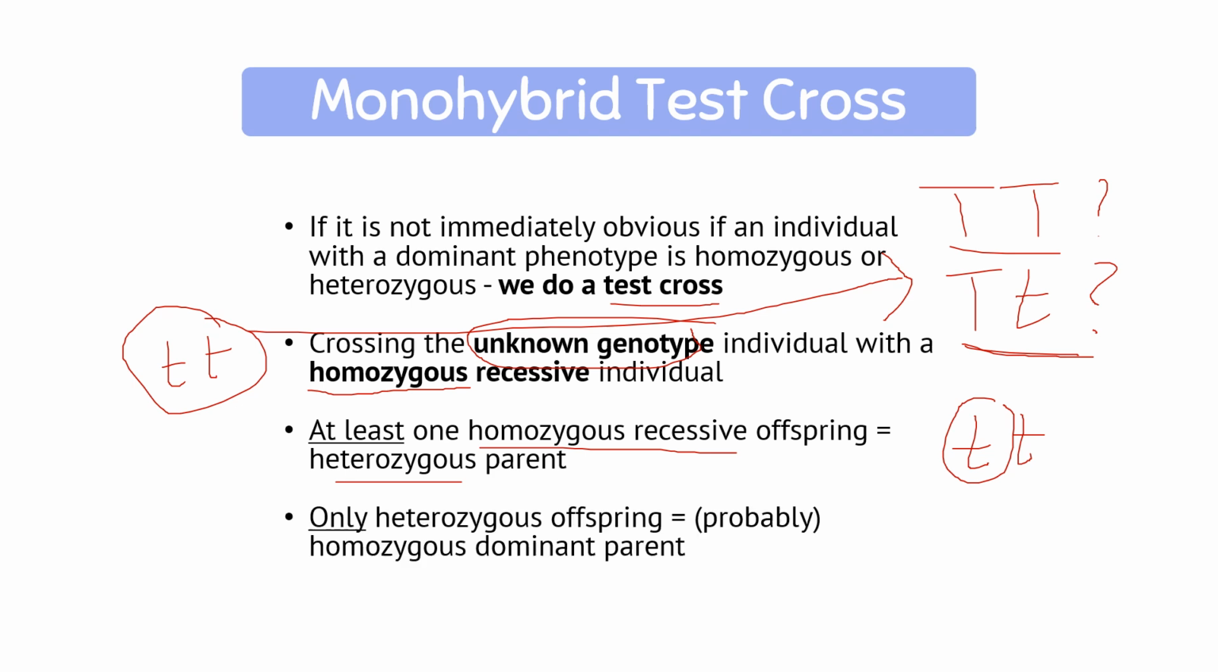However, if only heterozygous offspring are produced, we can assume that the parent is dominant. So if all the offspring are producing that dominant phenotype, we can assume that probably the parent has 2 dominant alleles. This can get a little bit confusing, but we're going to go through an example now.